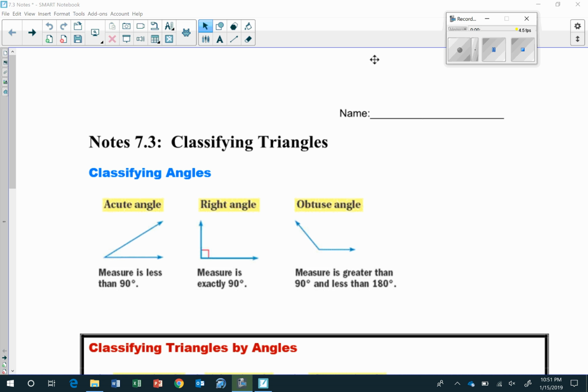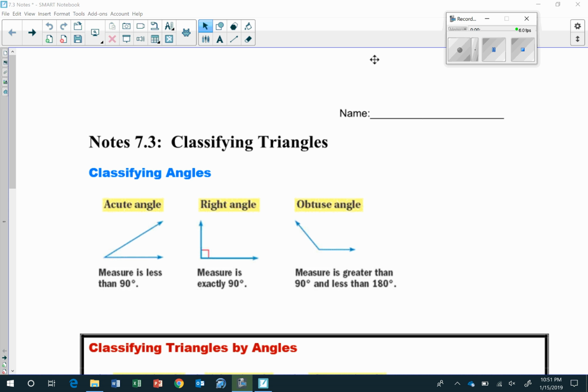All right, welcome back in Unit 7, Section 3. We're talking about classifying triangles. Before we can actually classify triangles, let's review how to classify angles. So there's three types of angles: acute, right, and obtuse. And it's all based on their degree measure.